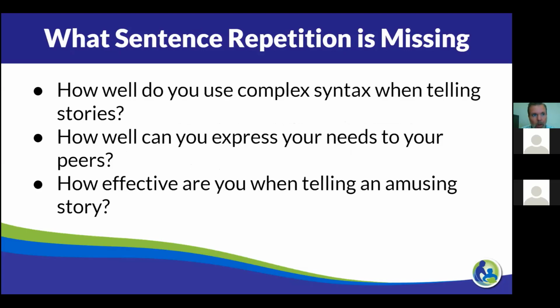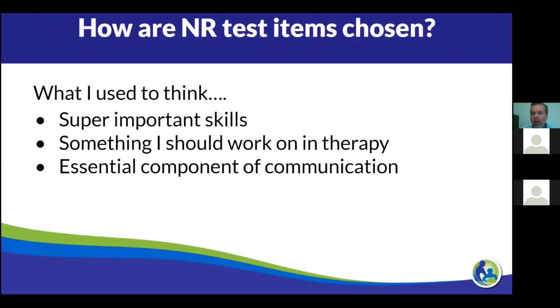However, what is sentence repetition not looking at? It's not telling me anything about how you actually use complex sentences when you're telling a story, how you're expressing your needs to your peers, how effective you are as a storyteller. It's not telling me any of those things, right? So I think the best way to think about this is to understand how norm reference test items are chosen. How are they selected?